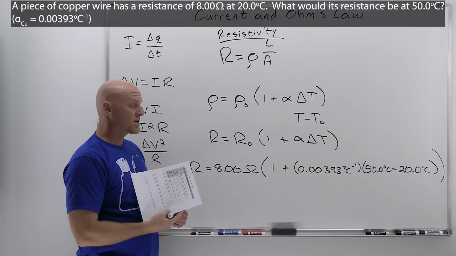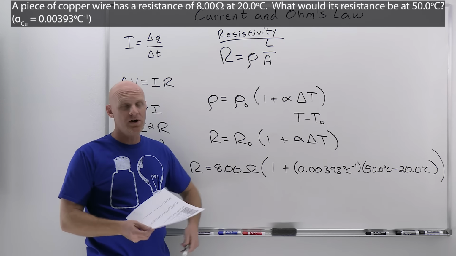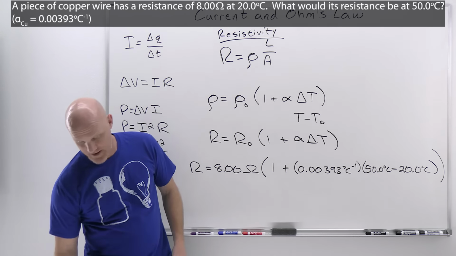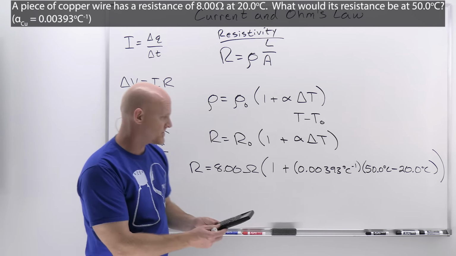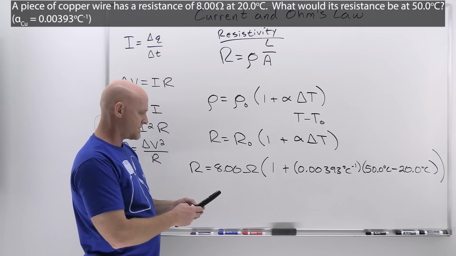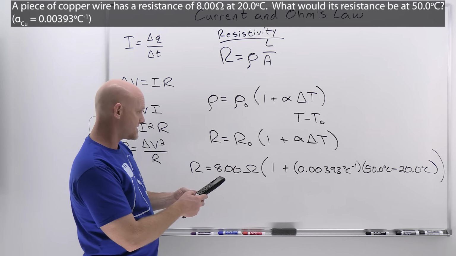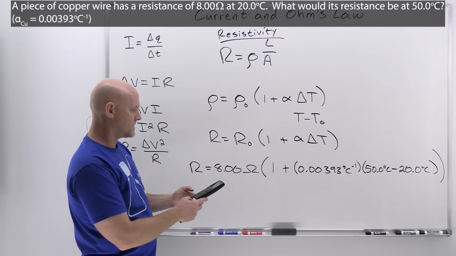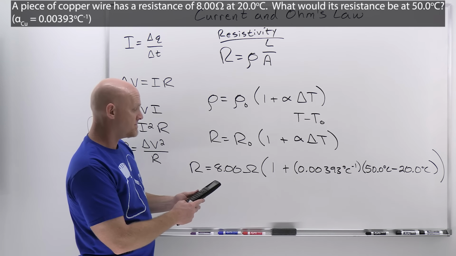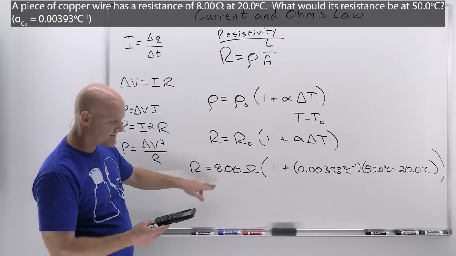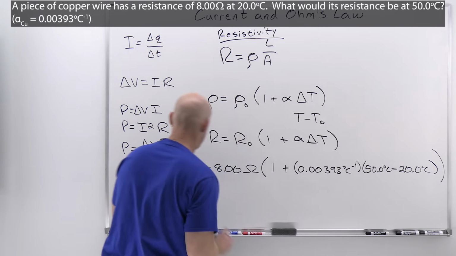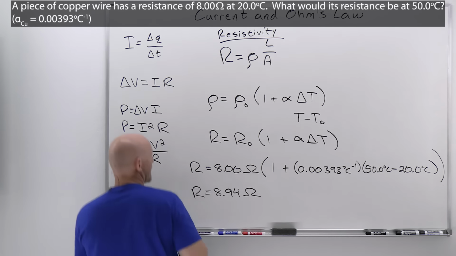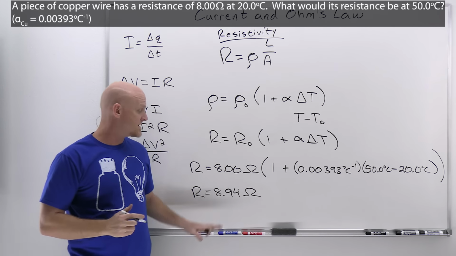One thing we should note is that because we're looking at a second temperature that is now higher, we should expect a higher resistance, corresponding to that lower conductivity for a conductor at a higher temperature. Let our calculator do the heavy lifting for us. So 8 times parentheses 1 plus 0.00393 times 30, and I'll close my parentheses. And we're going to get 8.9432, which in this case I want 3 sig figs, so 8.94 ohms. And that matches expectations that at a higher temperature, 50 degrees Celsius compared to 20 degrees Celsius, the resistance should go up.